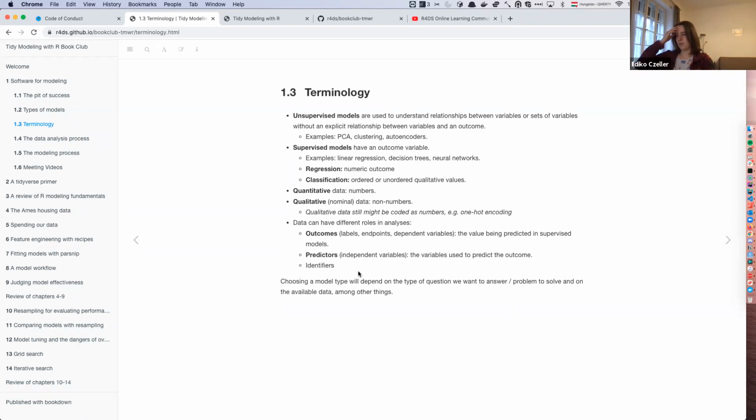So sometimes one of the most difficult or intimidating things is how to choose a model, and it will usually depend on what questions you want to answer. Also, what data is available to you.